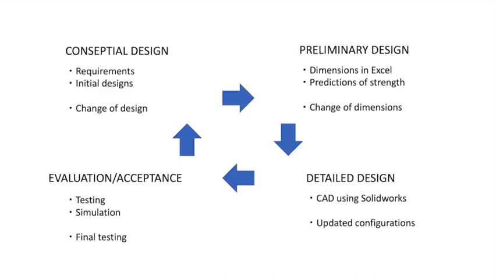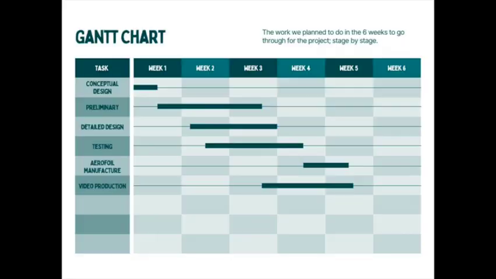The aim of this project is to design a simple wing structure by following the engineering design process, which consists of 4 stages: conceptual design, preliminary design, detailed design, and finally evaluation and acceptance. Before beginning the first stage, we created this timeline for the group to follow.